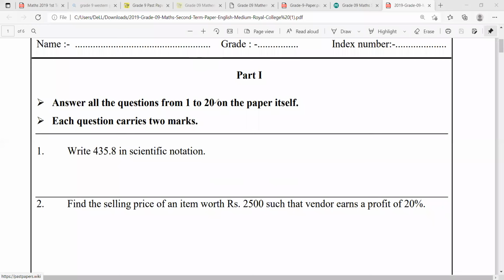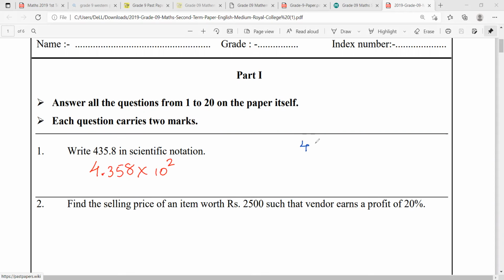This is so simple. You have to write 435.8 in scientific notation, and the answer should be like this: 4.358 into 10 to the power 2. Actually, we will see how to do this. I'll explain how to get the answer.